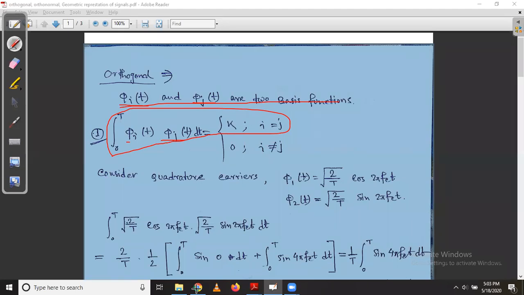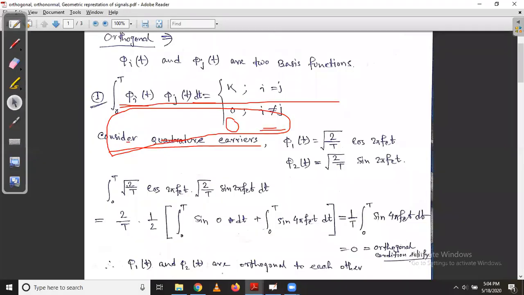That means if we have two basis functions phi i(t) and phi j(t), and we integrate over a bit duration or symbol duration capital T, and it gives some constant value when i equals j, and zero when i is not equal to j, then this condition is nothing but the orthogonality condition. After that, I have taken an example here.